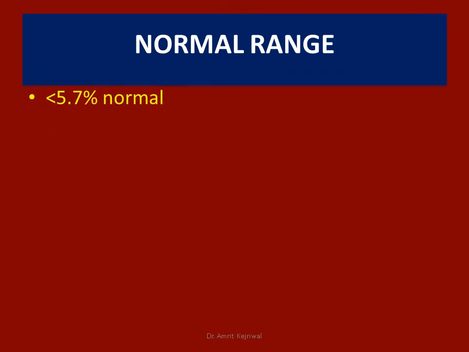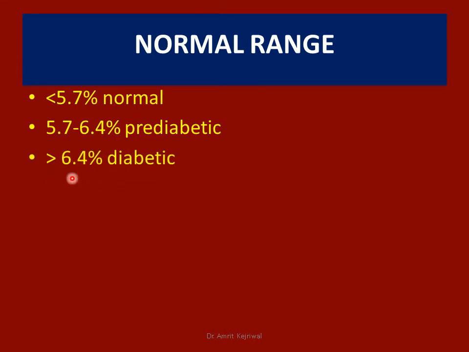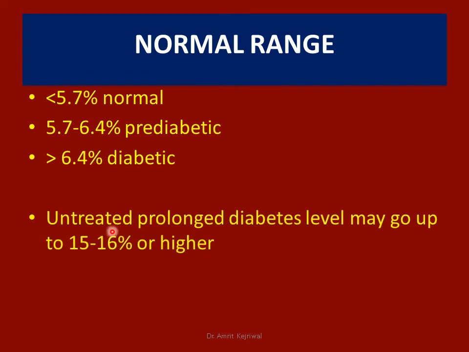Normal range. Less than 5.7% is normal, 5.7 to 6.4 is pre-diabetic, and greater than 6.4% is diabetic. Now this is for people who are not on treatment, and between 5.7 to 6.4 may be acceptable for diabetic patients on treatment. Untreated prolonged diabetes levels may go up to 15 to 16% or higher.